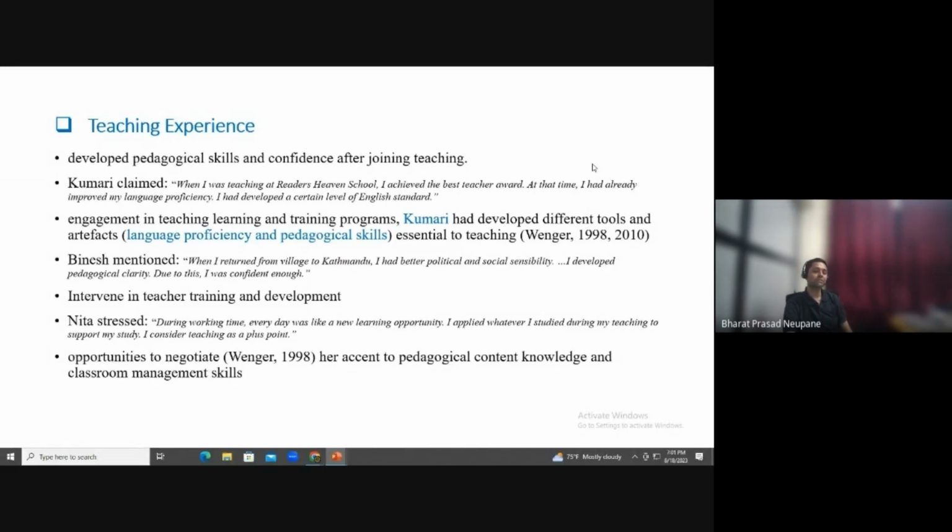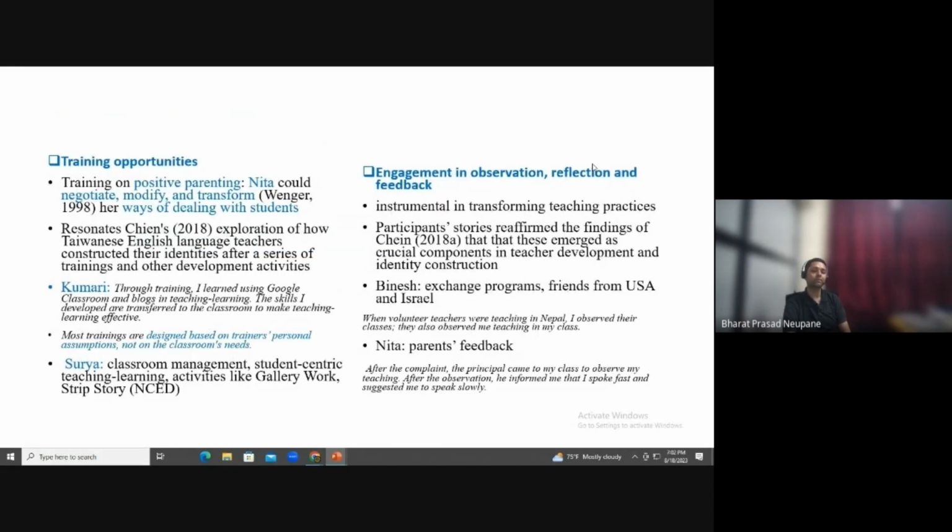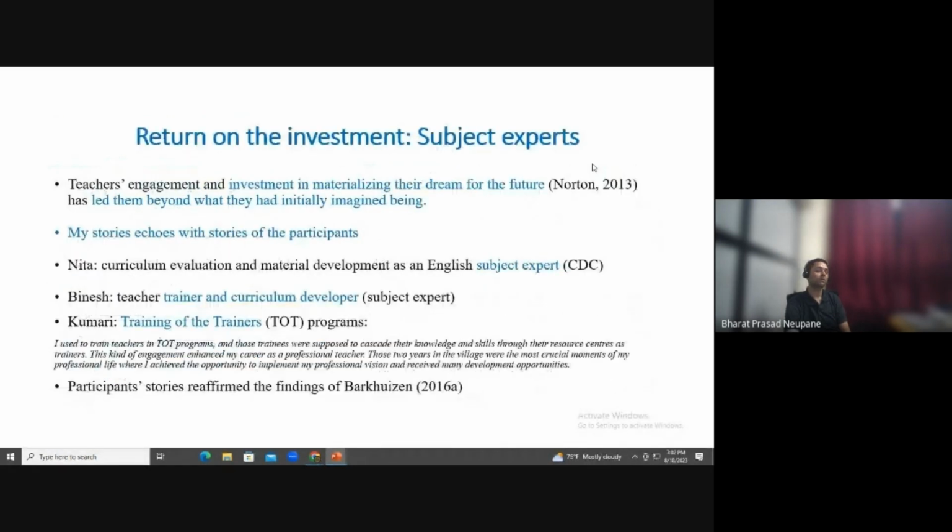Even Neeta stressed, during working time, every day was like a new learning opportunity. I applied whatever I studied during my teaching to support my study. I consider teaching as a plus point. Look, when she was learning, she was also teaching. She was doing both, and that helped her a lot for the construction of her identity, right? She had an opportunity to negotiate her accent, pedagogical content knowledge and classroom management skills during the teaching career. Apart from these training opportunities, engagement in observation, reflection, and feedback also helped them to construct their identity.